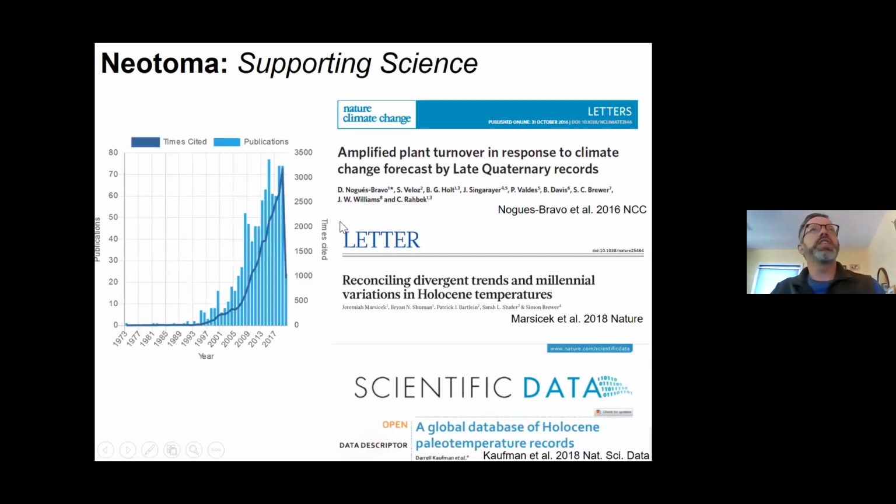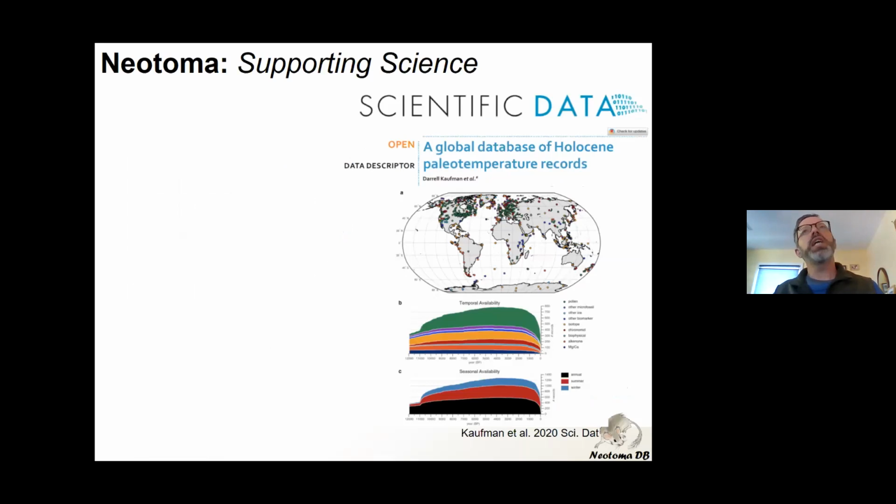I think we've been successful there. So we see the rate of tracking of publication rate of papers using Neotoma data left there. A few highlights of some different papers that have used Neotoma data, some Nature Climate Change type papers right there. And then just one example, this is Darrell's moderating this, of pointing to one of his papers where he's of course been really leading this effort.